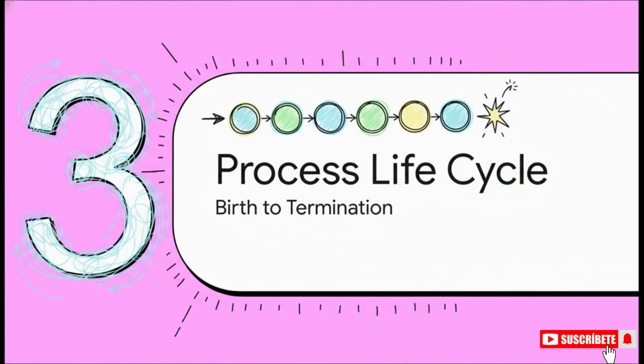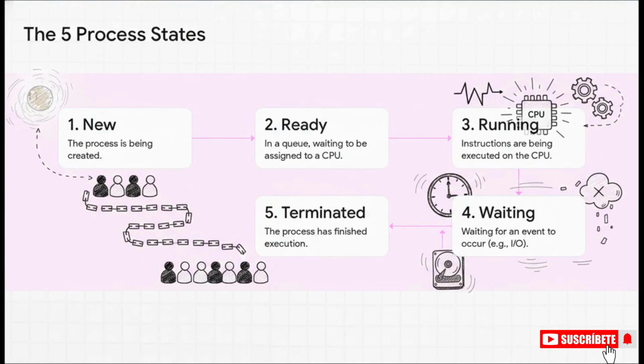All right, so now that we know what a process is made of and how the OS keeps tabs on it, let's follow a process on its journey. Every process goes through several distinct states, from the moment it's created to the moment it's gone. We call this the process life cycle. It all kicks off in the new state. This is just the OS doing some initial setup. Once that's done, the process doesn't start running right away. Nope, it moves into the ready state.